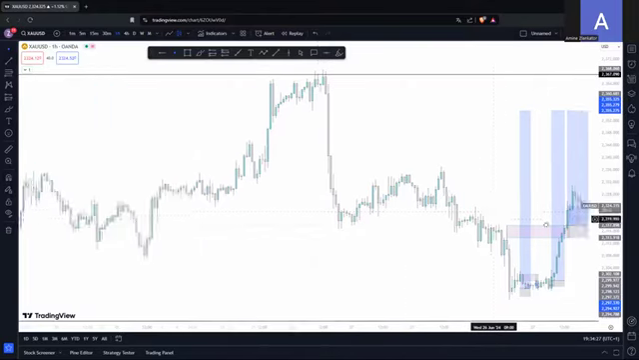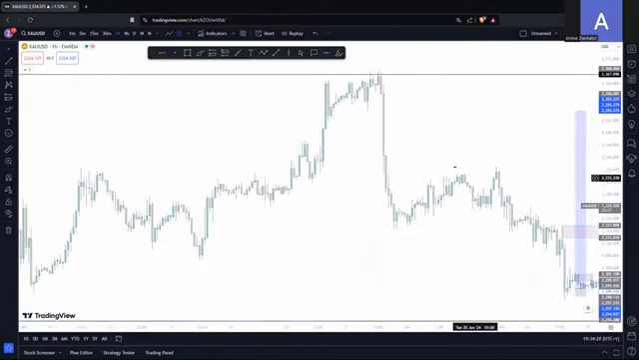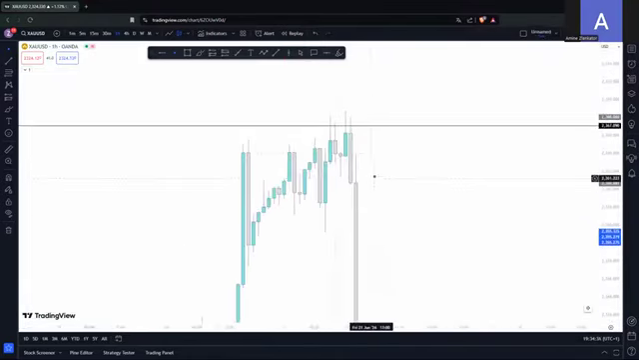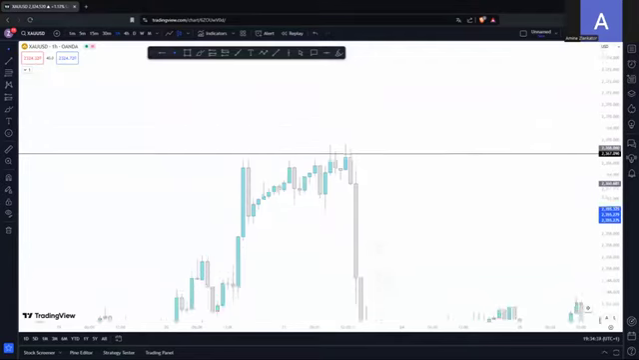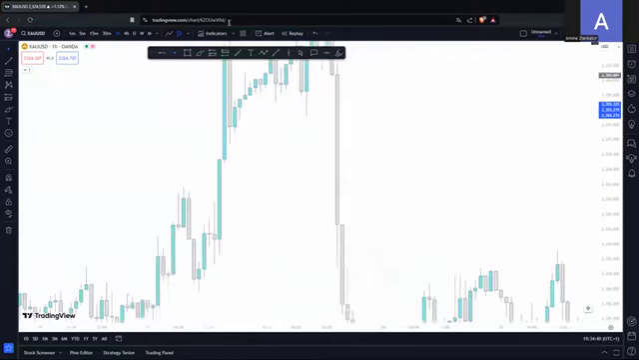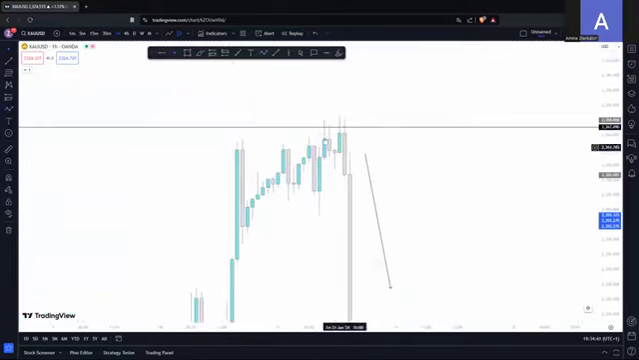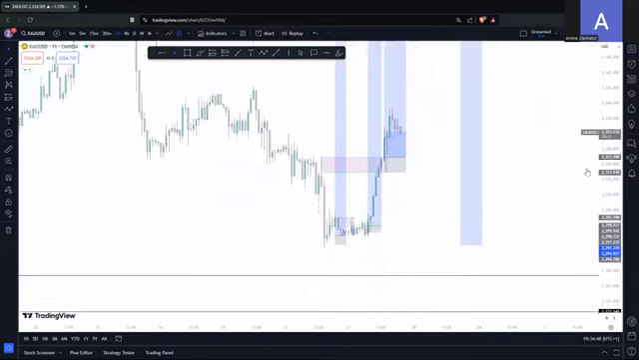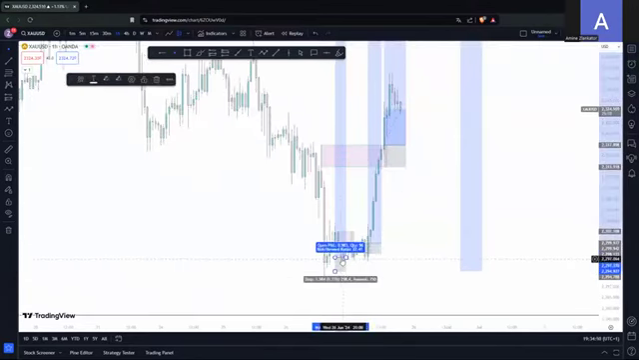the eaten candle, not eating, eaten. It's the eaten candle. Okay, guys. So the eaten candle is basically the opposite color of a certain move. So if a move is bearish, the eaten candle is the last bullish. Okay, that's simply it.